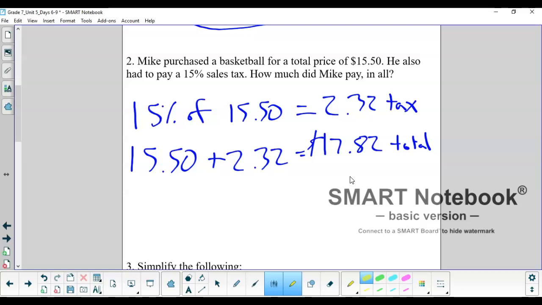So the first thing I wanted to find out is what is 15% of $15.50? Right here, that gives me my tax. So now I know how much tax to apply to my bill. Tax is an additional fee, so I had to take the original price, $15.50, and add my tax, $2.32, to get a final total of $17.82 total.